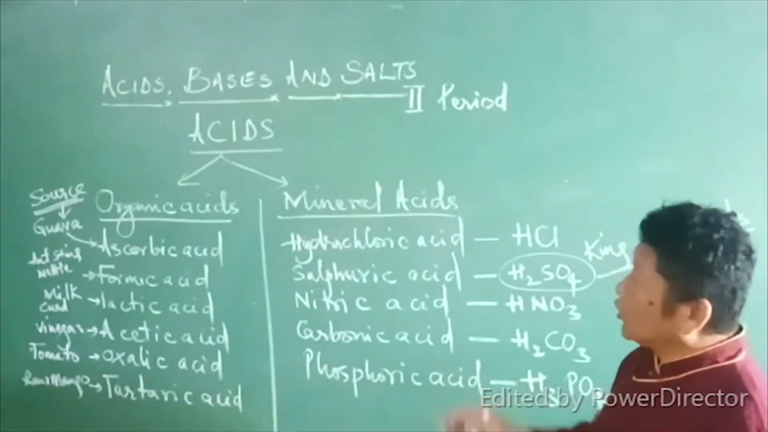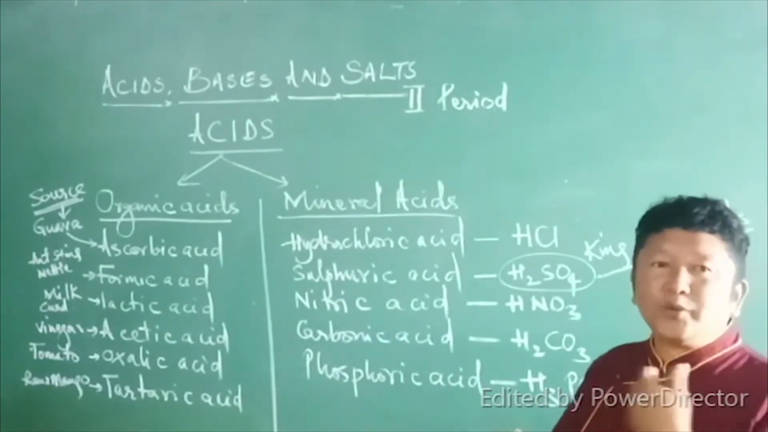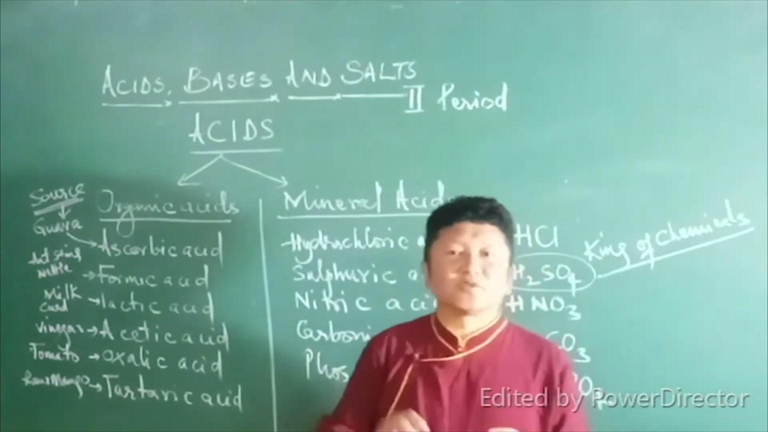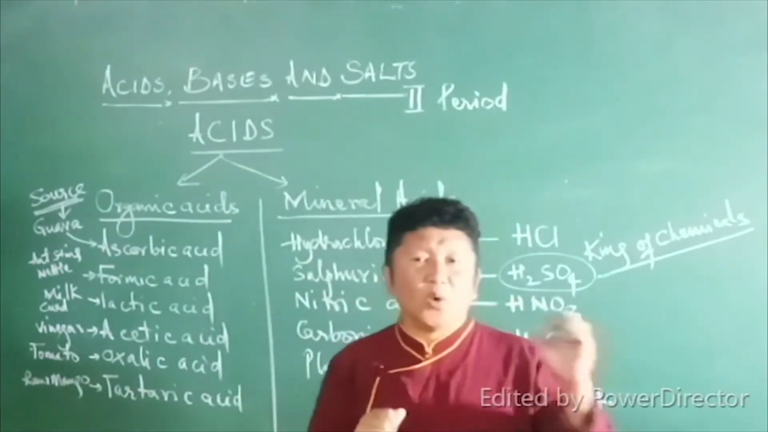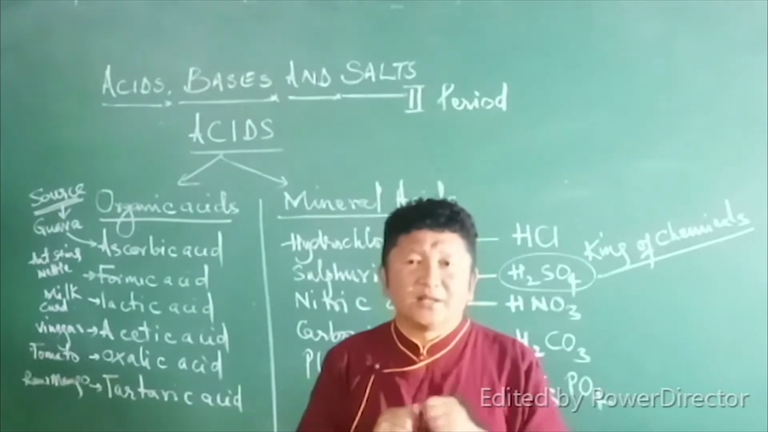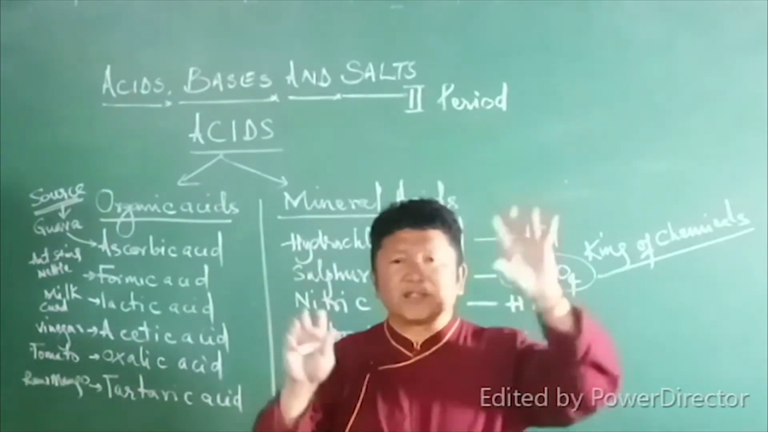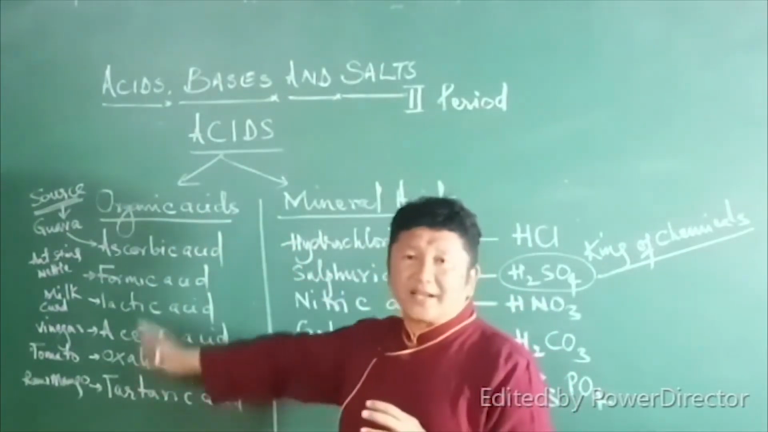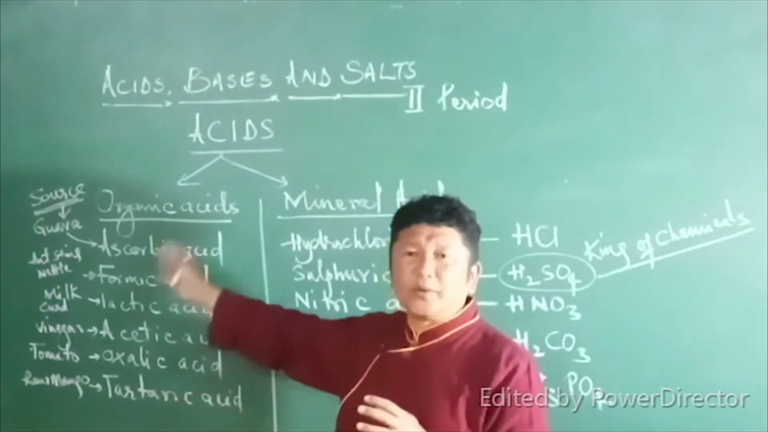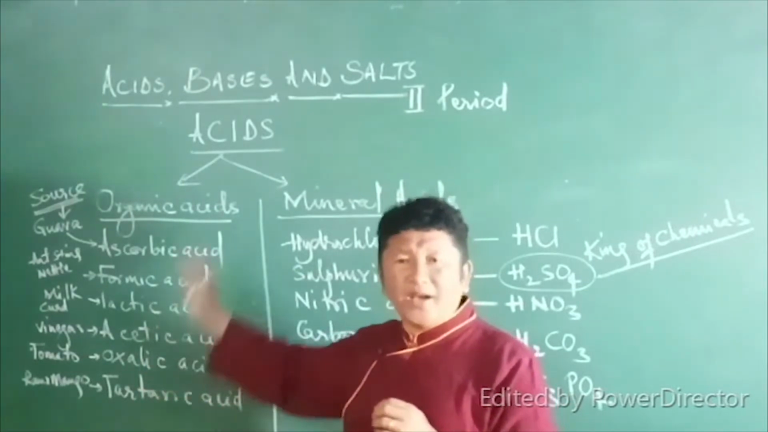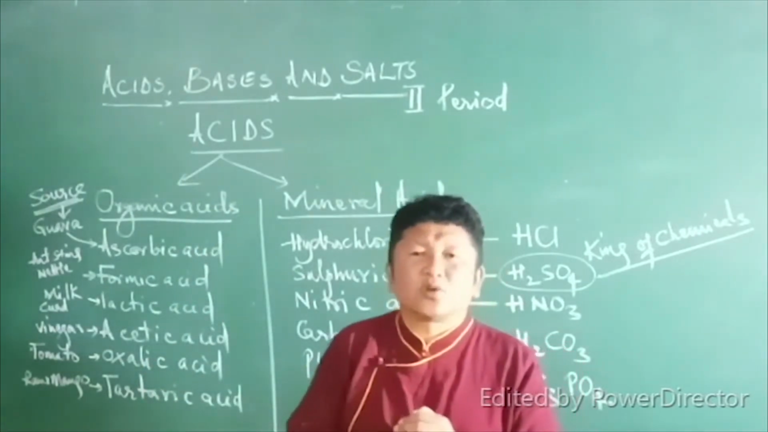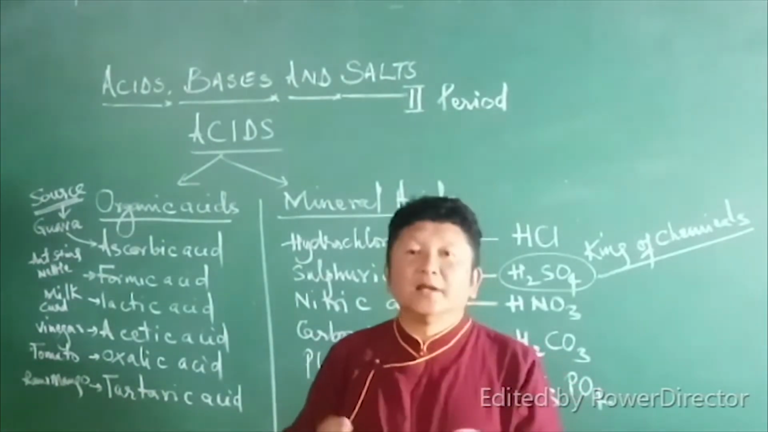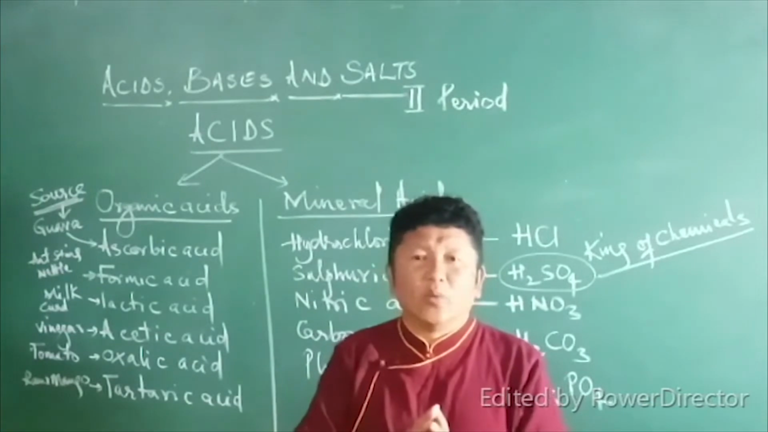Then there are strong acids and weak acids. We classify acids in terms of strong acids and weak, dilute acids. Most of these are weak acids. Almost all of them are weak acids. Why are they weak acids? Why are they not strong? Because they cannot ionize completely when the acid comes in contact with water.